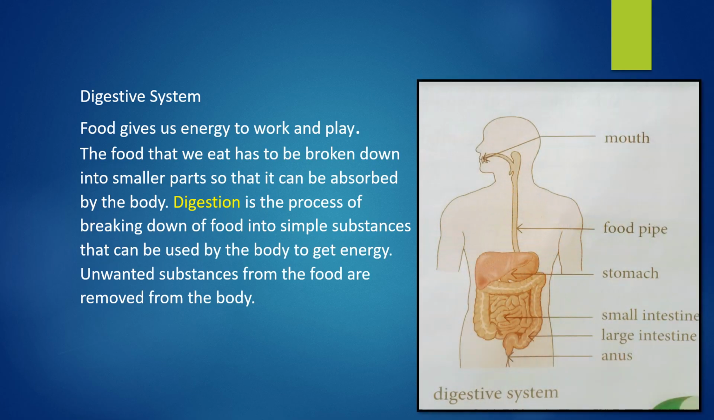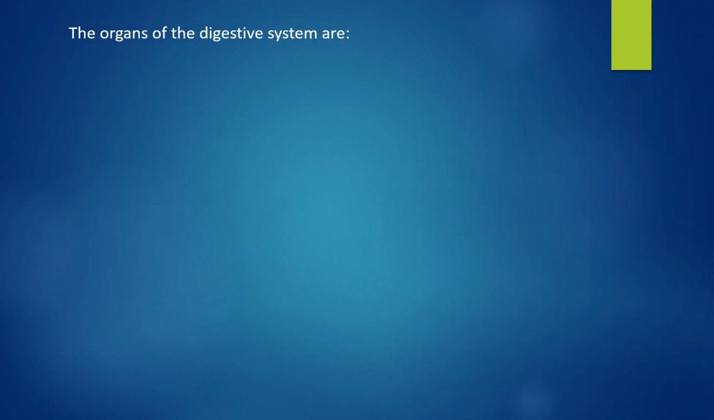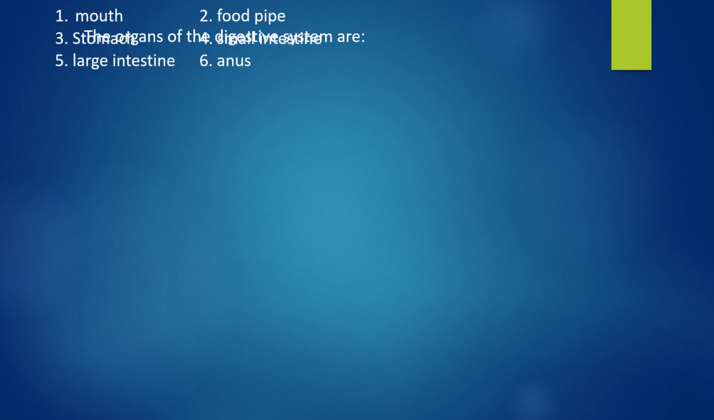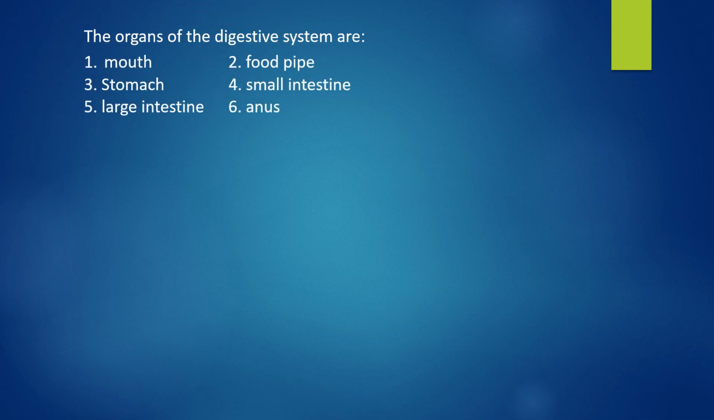In the picture we can see the mouth, food pipe, stomach, small intestine, large intestine, and anus. The anus works for removing unwanted food from our body. The organs of the digestive system are the mouth, food pipe, stomach, small intestine, large intestine, and anus.